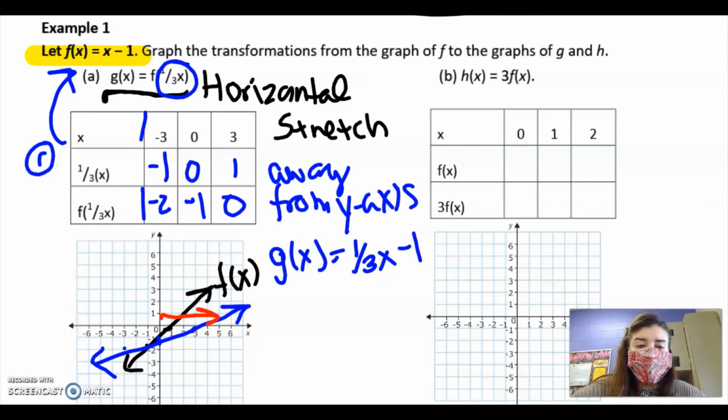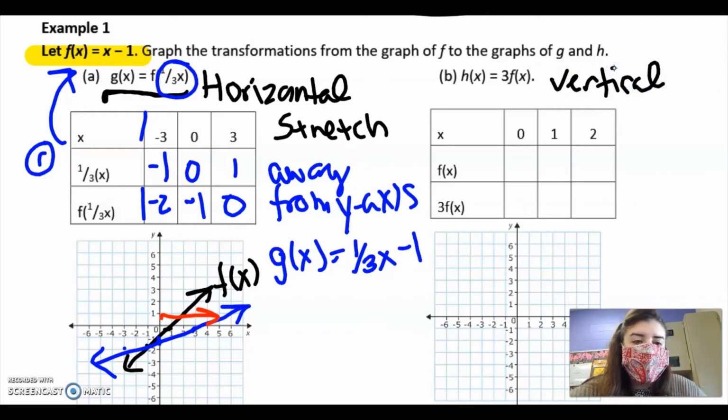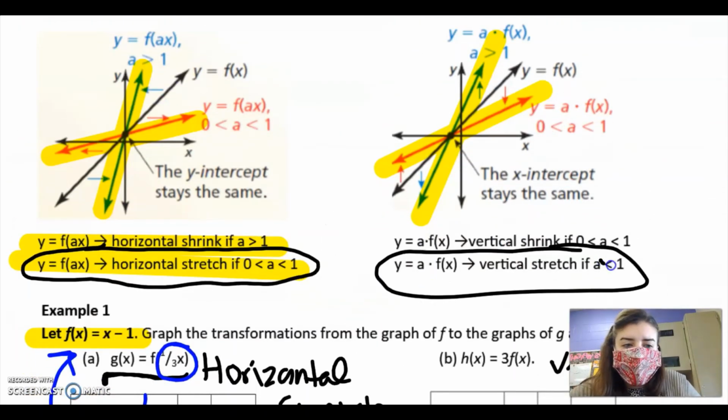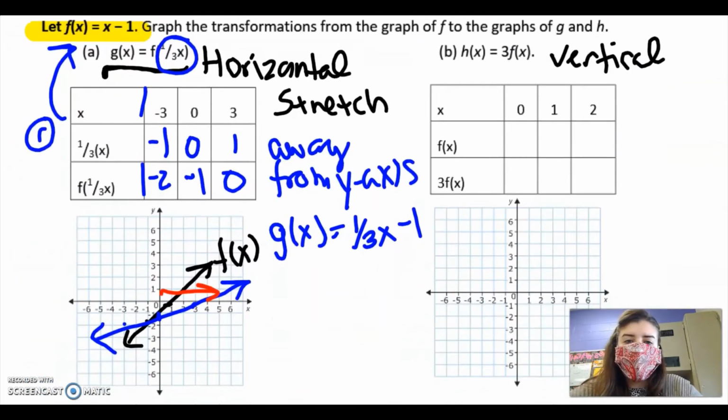Now we are on to h of x right here for b. And that's a 3. That's a number multiplying the function, so we know that's vertical. And it's greater than 1, so we know a is greater than 1, so that's a stretch.